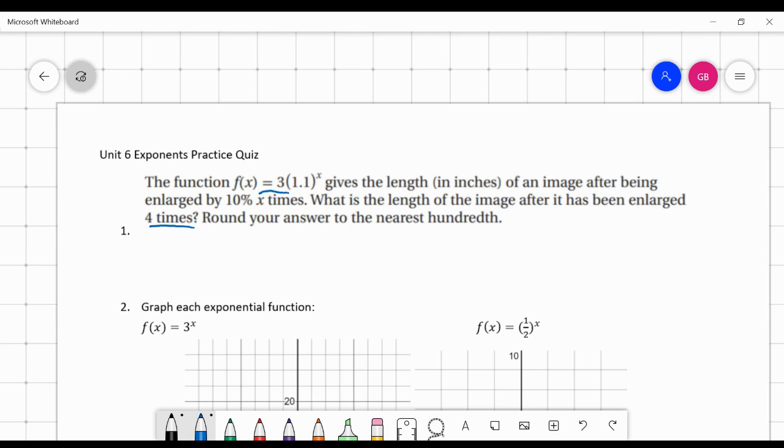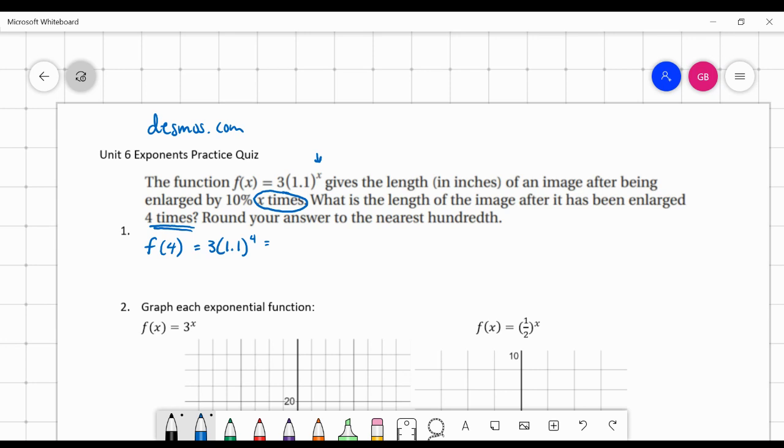So x represents the amount of times it is enlarged, and we could see here that we have to enlarge it 4 times. So we're going to substitute the 4 in for x. So f of 4 is equal to 3 times 1.1 to the power of 4. Now for that, you can use your calculator to punch that in. Remember the calculator, you can find it at decimals.com.